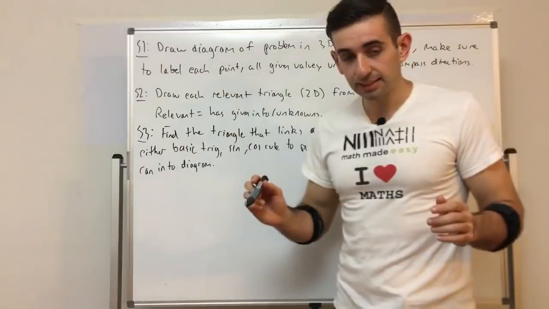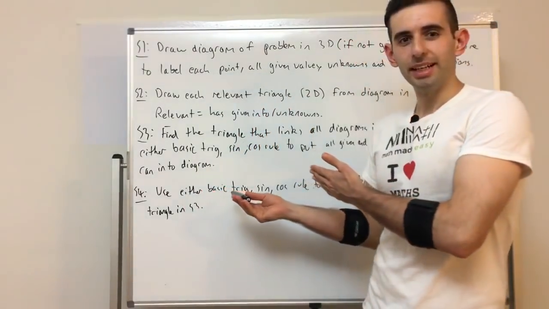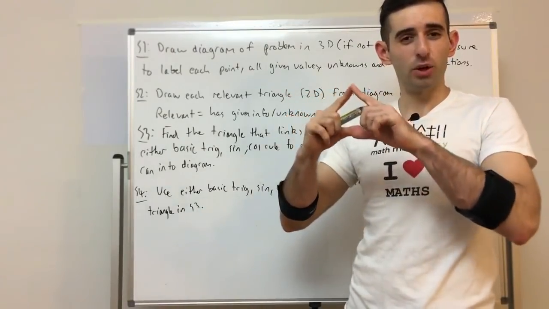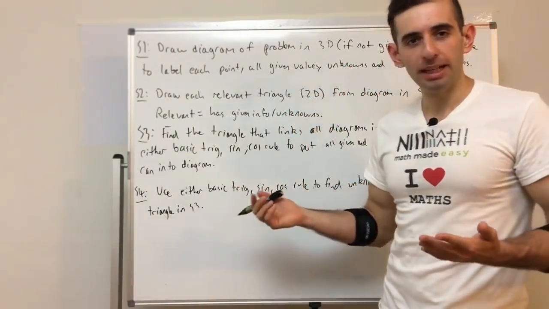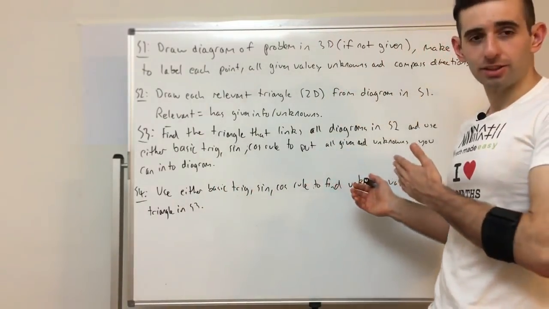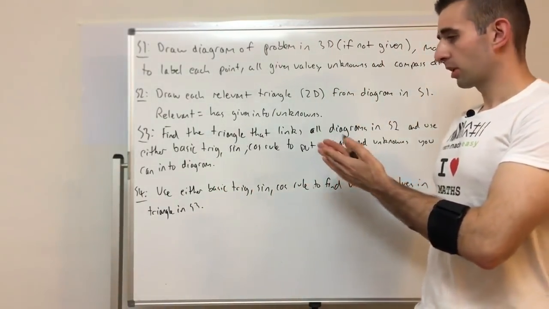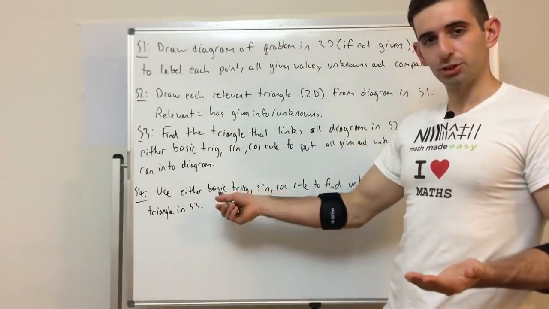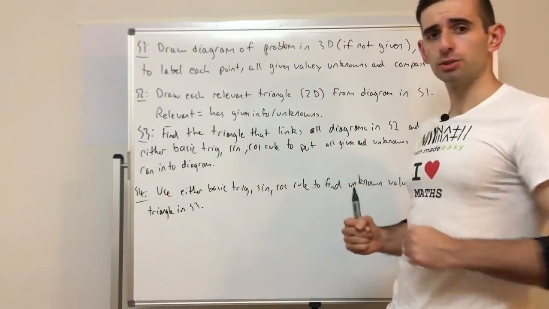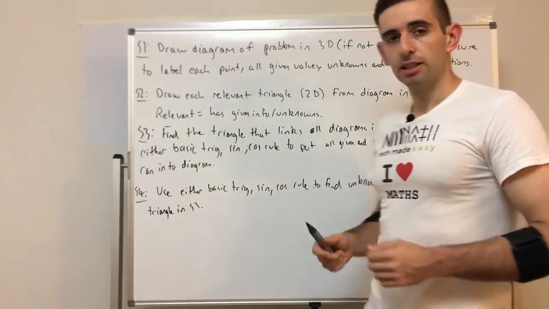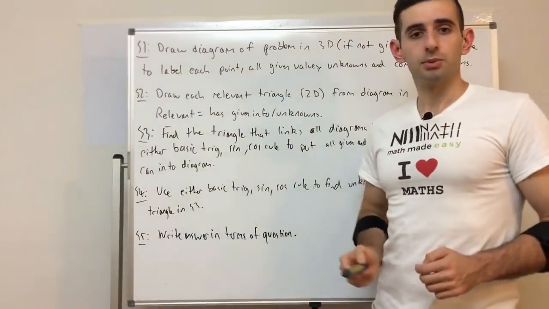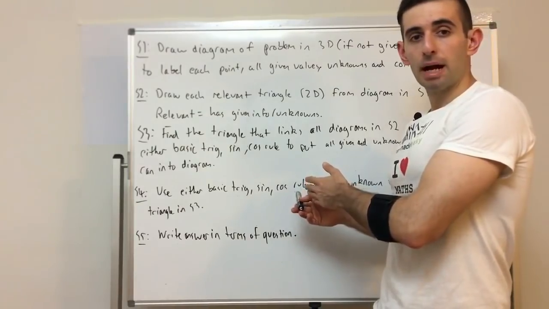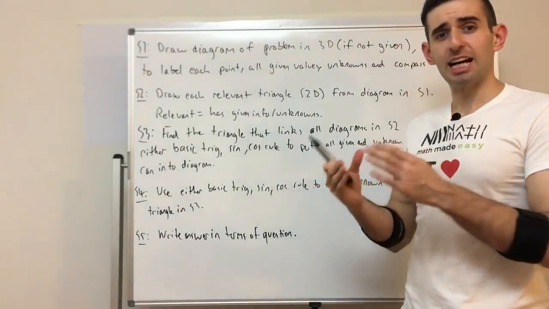Okay, so then that leads us to step 4. Because we've got one main triangle to work with, and all our unknowns and given info is in that diagram, we're just going to use either basic trig, sine or cos rule to find those unknown values. Because everything's in that one diagram, we've got our angles, our sides. So if it's a right angled triangle, we can use basic trig. If it's a non-right angled triangle, we'll use sine or cos rule. And that's pretty much it. So then the last step is to write the answer in terms of the question. You're going to get a value for your unknowns in here, but you're going to have to put that in terms of what the question's asking for.